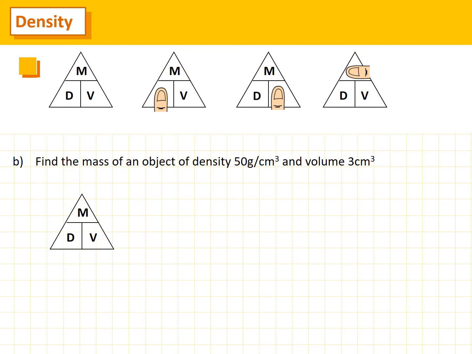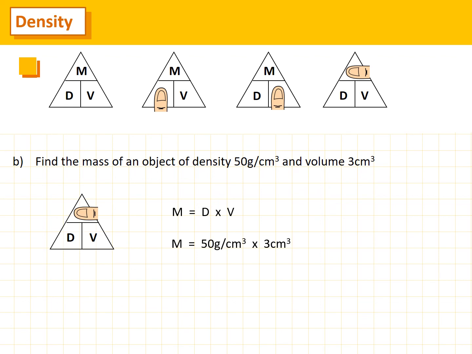Here in example B, we're trying to find the mass. That would be M. So we put our finger over M, and we are left with D next to V. Now in math, two letters next to each other would mean multiply those together. So it's density times volume. Mass is density times volume.